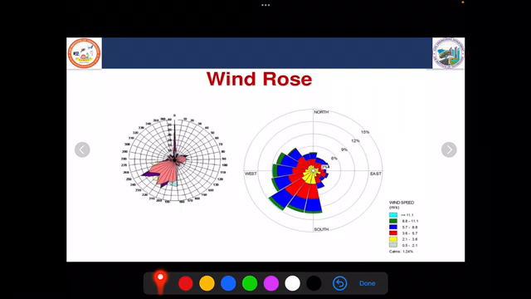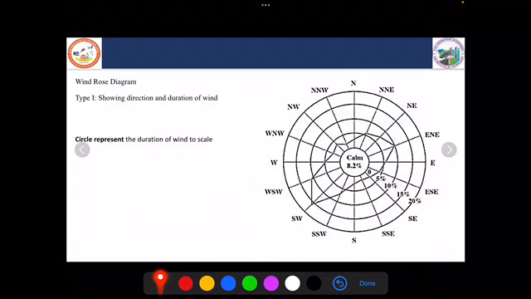Now first we'll understand what the components of the windrose diagram are and how it will be constructed. This is a windrose diagram example. When we draw the windrose diagram, first we should draw these radial lines. All these radial lines indicate the wind direction.